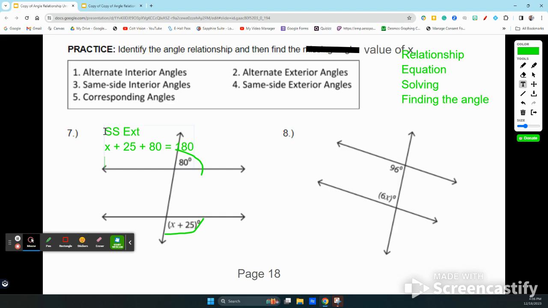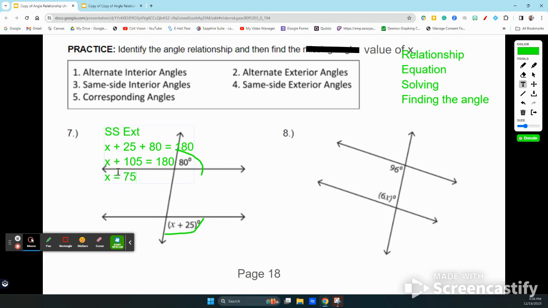Then to solve this, first you're going to simplify. So you're going to use your solving equation strategy. I'm going to simplify this equation. Then I'm going to subtract 105 from both sides. Now I have x equals 75. So I found x, so I've solved the equation.